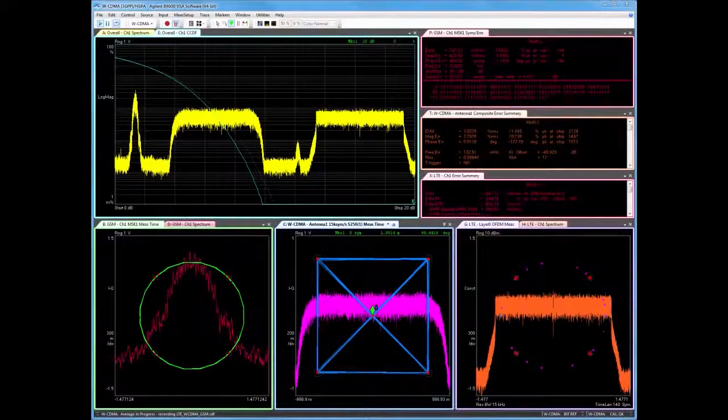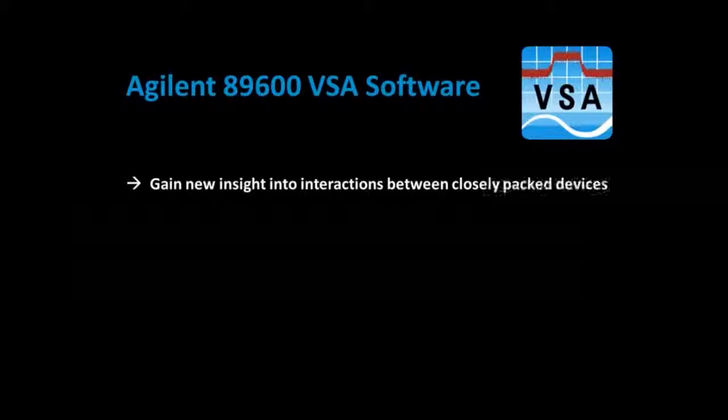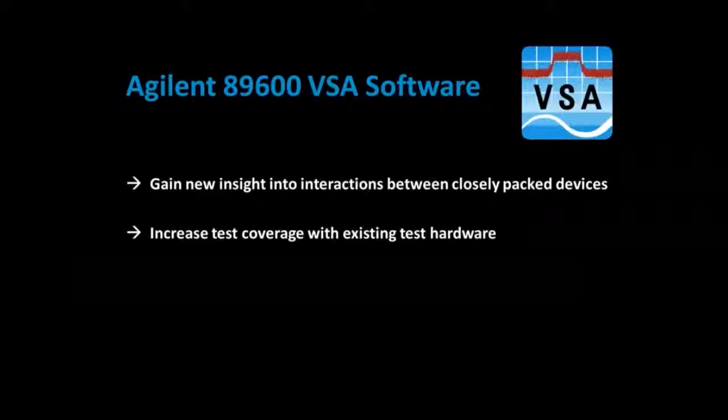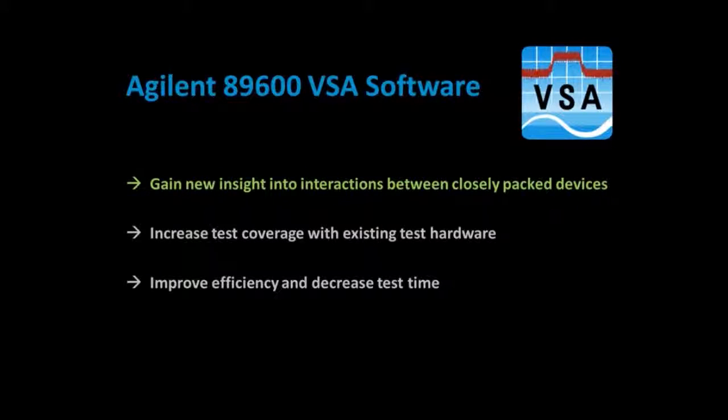Agilent's 89600 VSA software, the premier tool for vector signal analysis for wireless R&D, now leads the way to solving these new test challenges. The innovative multi-measurement capability overcomes limitations of traditional one-at-a-time measurements, enabling engineers to gain new insight into interactions between closely packed devices, increase test coverage with existing test hardware, improve efficiency, and decrease test time. Let's go through each of these reasons to upgrade to version 15 of the 89600 VSA software.